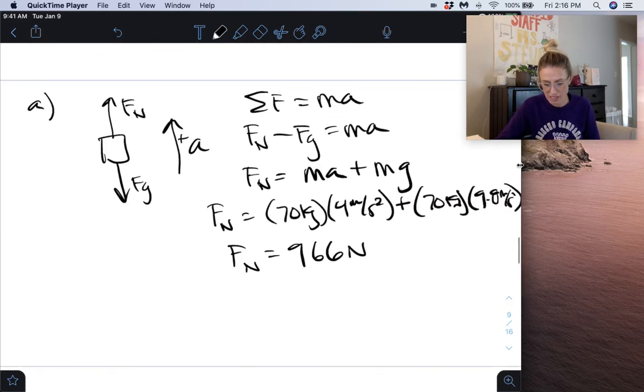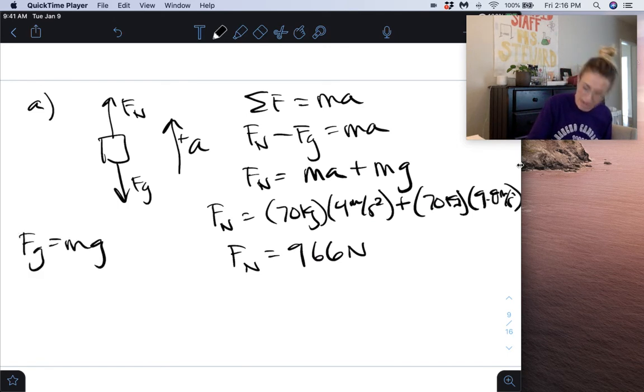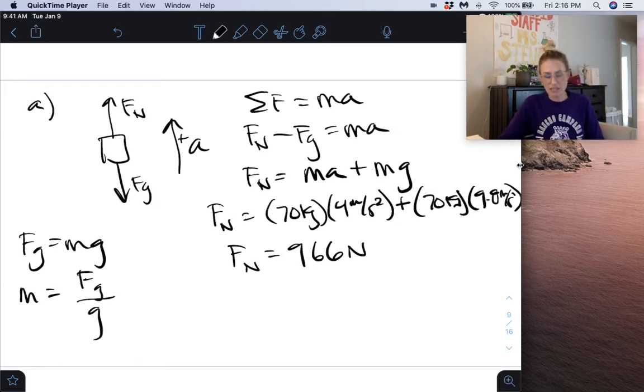So what we need to do here is just divide this number by 9.8, because we know that to go from weight to mass, we need to divide by 9.8. The force of gravity is mass times the acceleration of gravity, so to find mass, it's going to be weight divided by the acceleration of gravity. So this will be your apparent weight as you're going up.